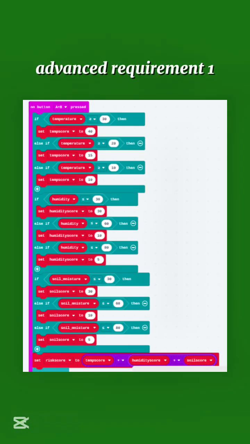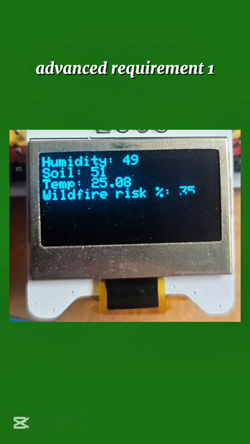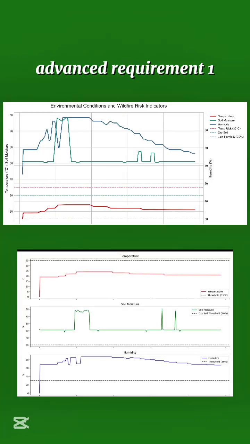My model is a wildfire risk calculation that I created on my microbit, where the sensor data is processed to produce a risk value. The OLED display shows the output of my model. This data collected from my microbit was then exported as a CSV file and used in Python to generate graphs and analyze the relationship between my chosen factors and wildfire risk. The threshold lines I put on these graphs demonstrated that if my temp factor goes above the threshold line, there is a wildfire risk, and if my humidity or soil go below these lines, there is also a wildfire risk.